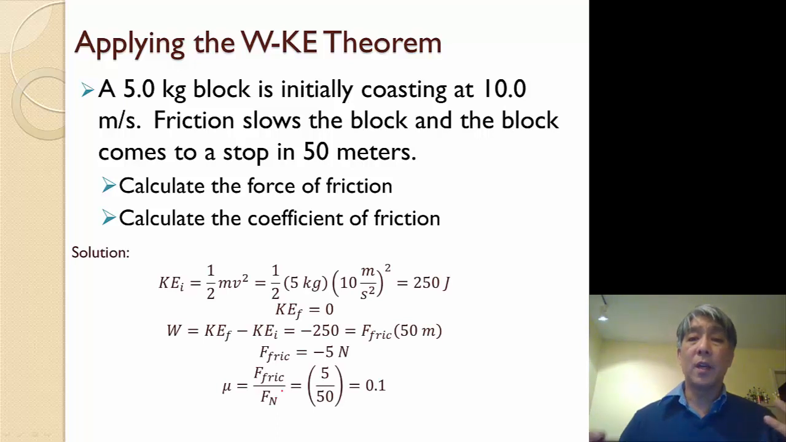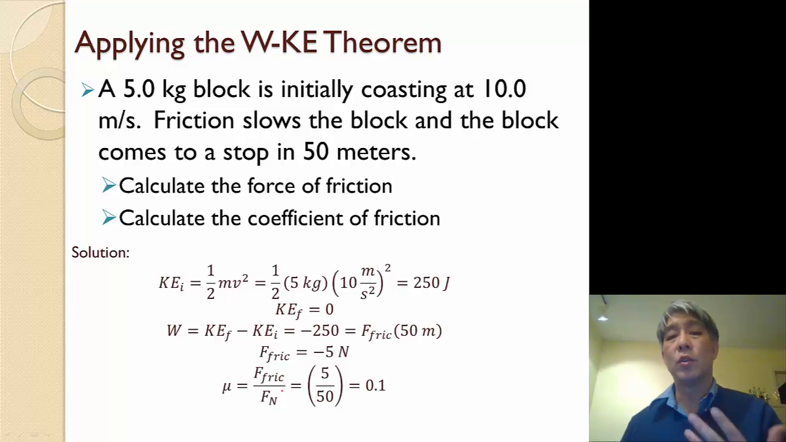Well, because I know its initial and final velocities, I know its initial and final kinetic energies. My initial kinetic energy, just 1/2 mv squared, turns out to be 250 joules. The block comes to a stop, so my velocity is 0, or my final kinetic energy is 0. Well, the work that friction did on this then is final minus initial, or minus 250 joules.